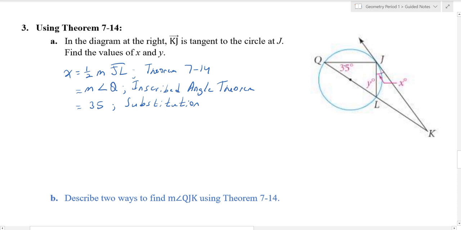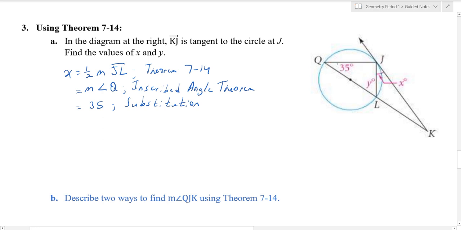So doubling 35 would give me the measurement of this arc. 35 and 35 is 70. But then to get angle x, it is half of 70, which will give us back the 35, which is where this 35 came from. So in essence, this angle right here is the same thing as angle Q. That's where that 35 came from.